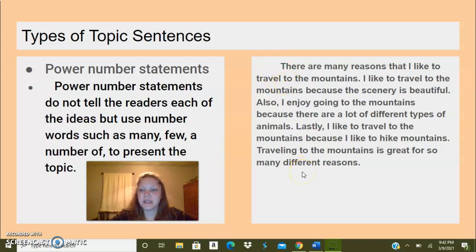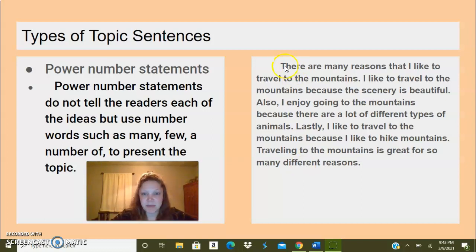So I wrote, there are many reasons that I like to travel to the mountains. I like to travel to the mountains because the scenery is beautiful. Also, I enjoy going to the mountains because there are a lot of different types of animals. Lastly, I like to travel to the mountains because I like to hike mountains. Traveling to the mountains is great for so many different reasons.